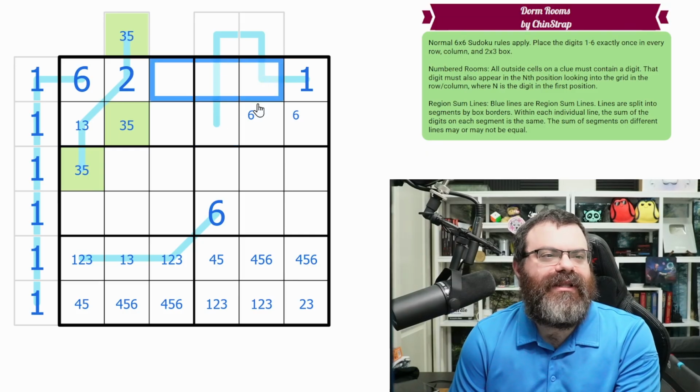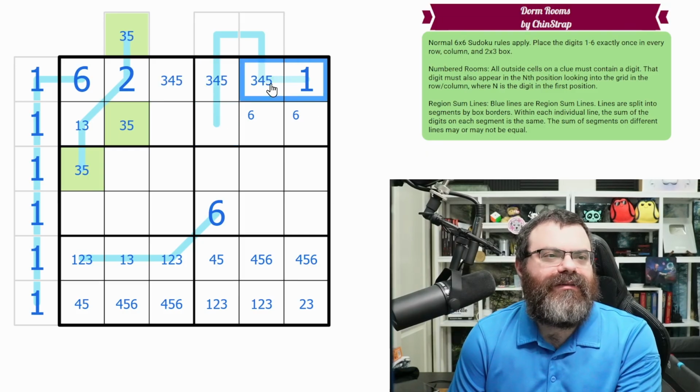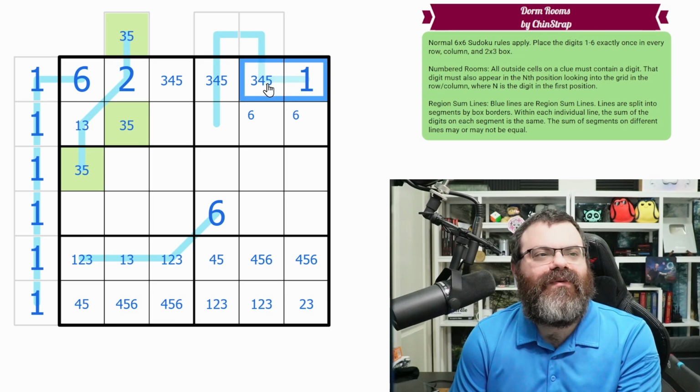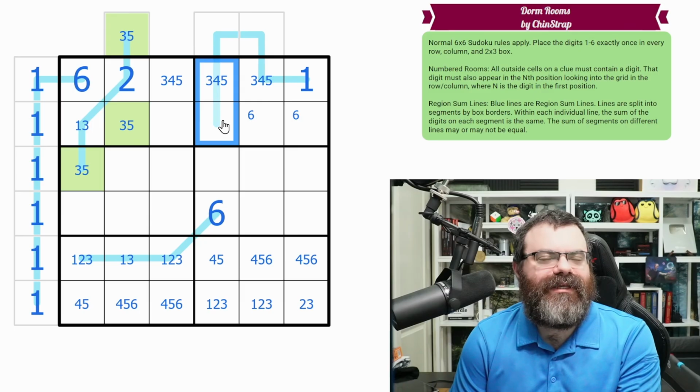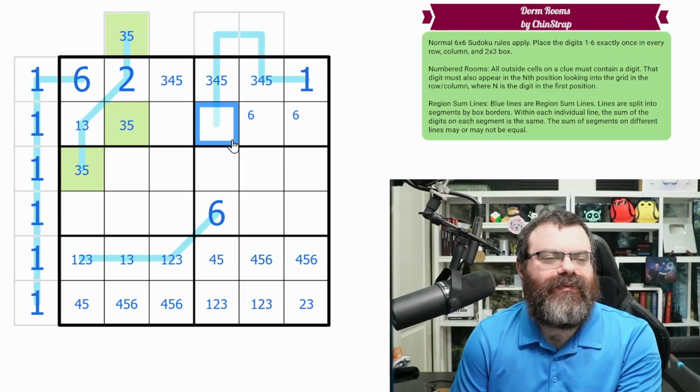So this is limited. We can put 3, 4, 5 here. So it's either going to add to 4, 5, or 6. This adds to 4, 5, or 6. So what does that mean for this digit?